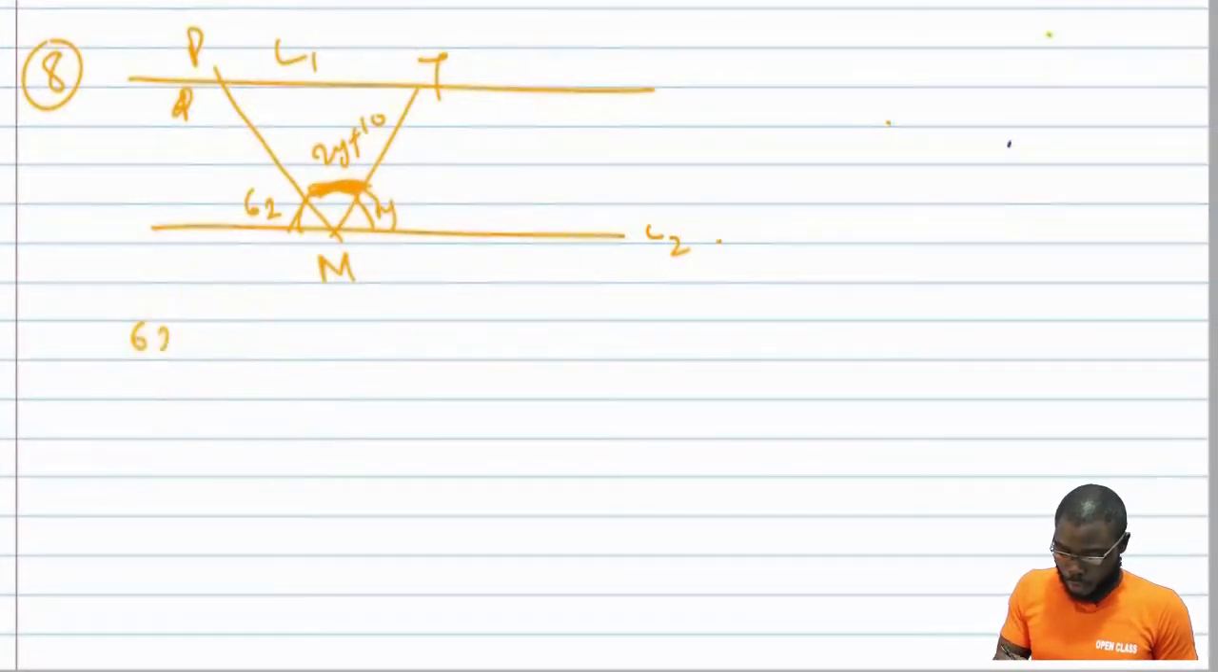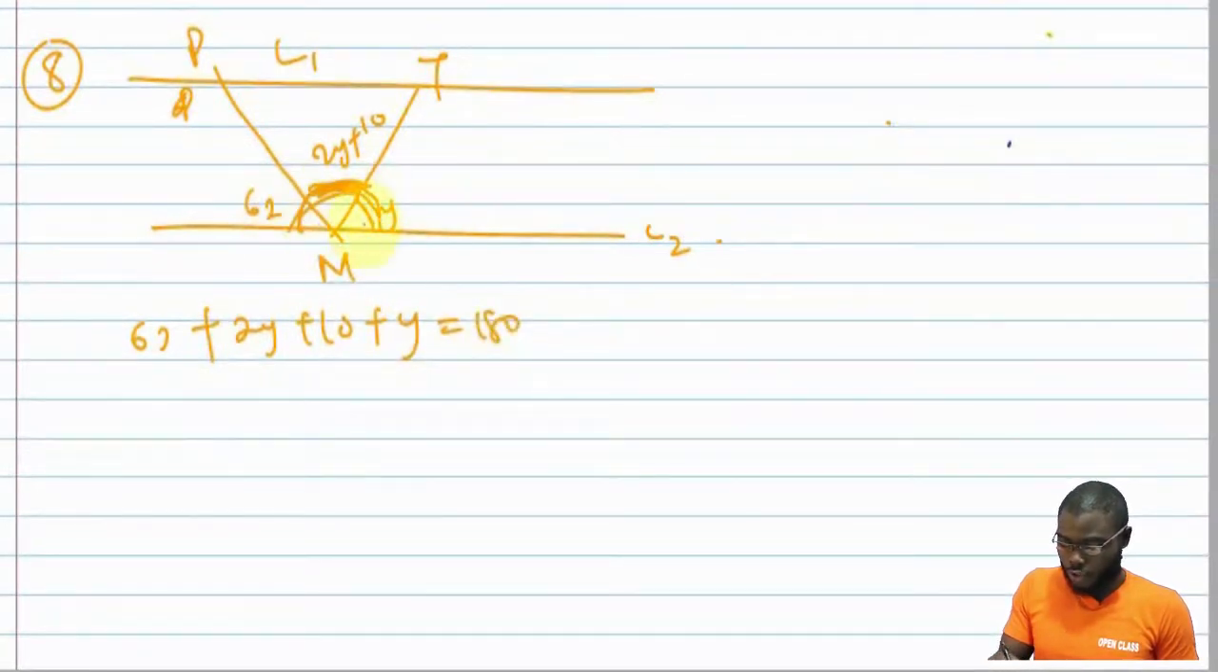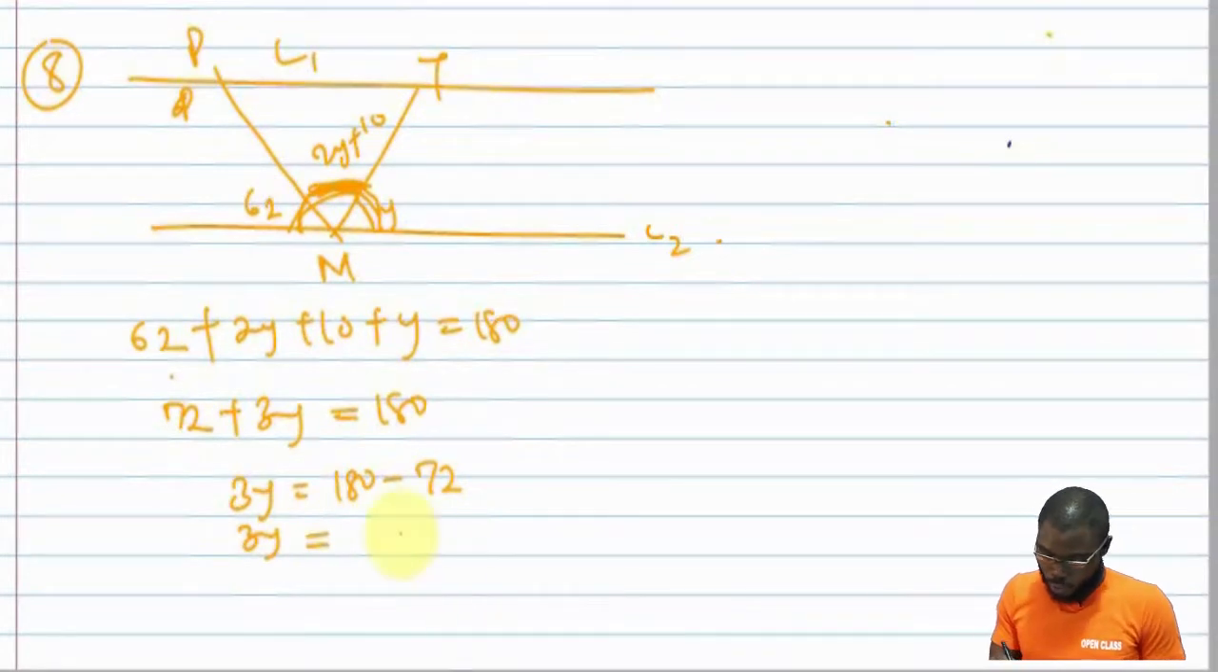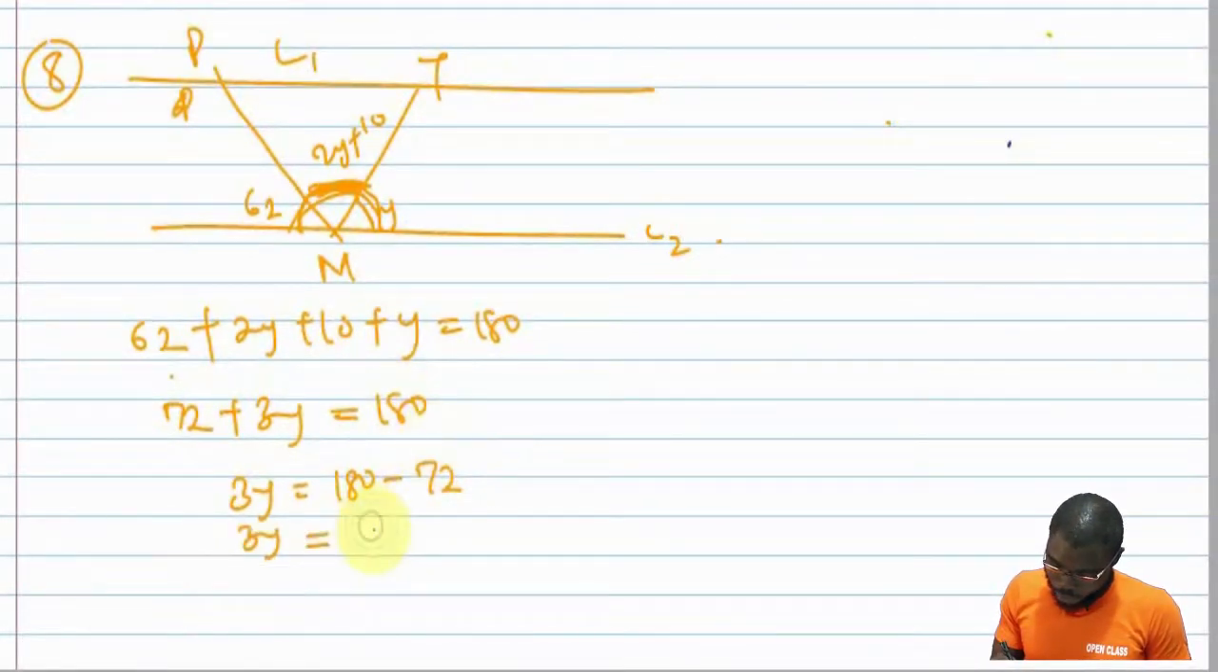So we have 62 plus 2y plus 10 plus y equals 180 degrees. Sum of angles on a straight line is 180 degrees. So 62 plus 10 gives you 72, plus 2y plus y, you have 3y equals 180 degrees. Then your 3y is 180 minus 72, which is equal to 108.